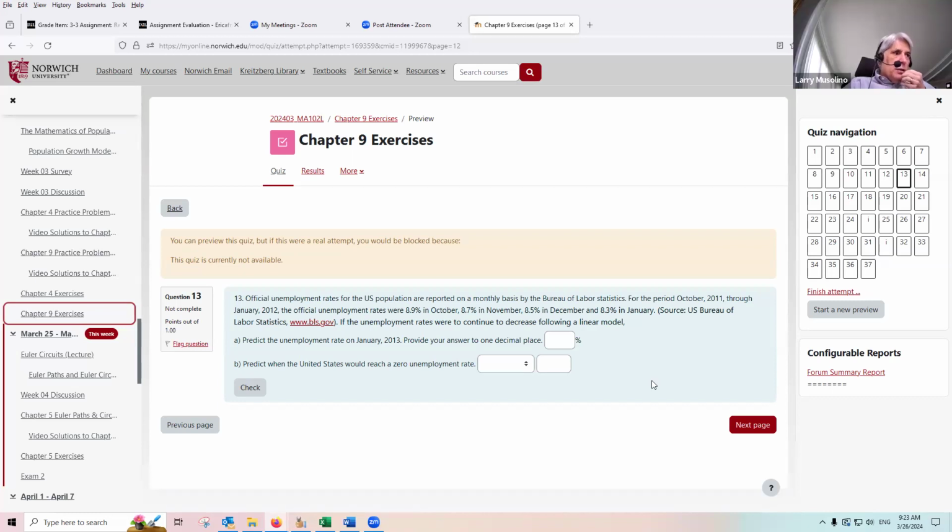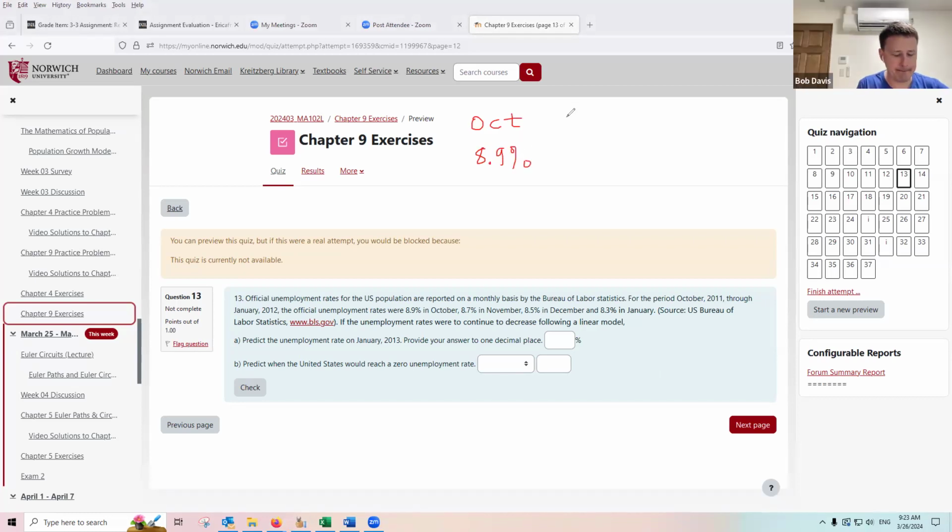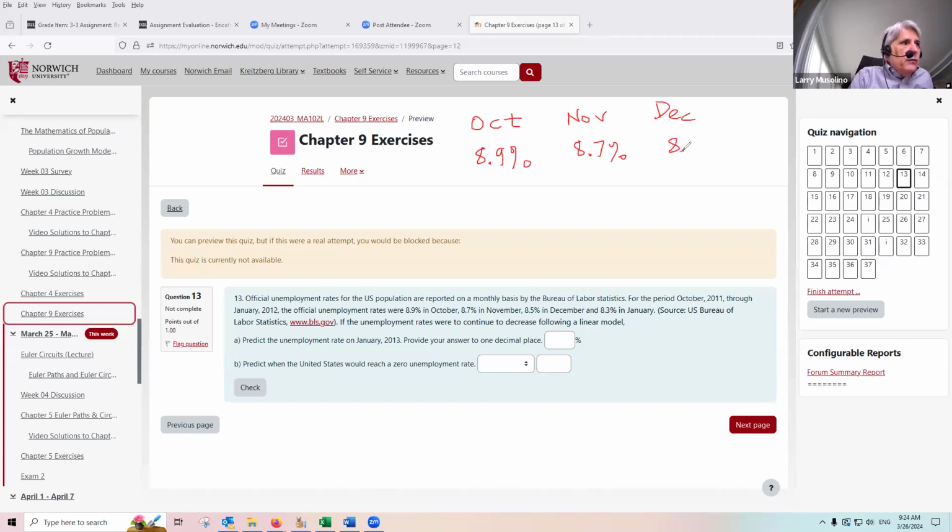Right. So let's write out a few terms in the sequence. Maybe we can see a pattern. So it looks like they're telling us that in October, the unemployment rate was 8.9%. In November, it went down to 8.7. And in December, it went down to 8.5. And in January, it went down to 8.3.